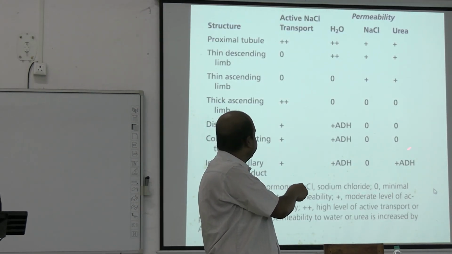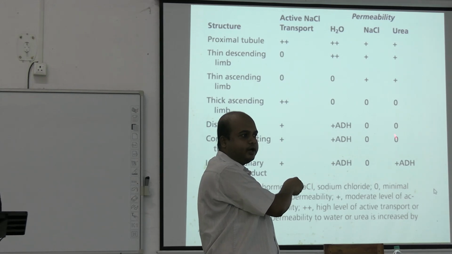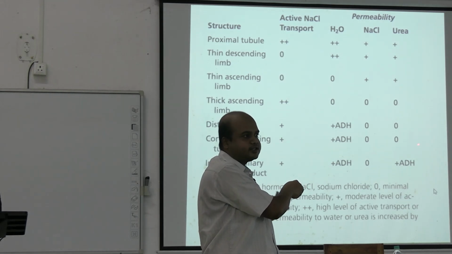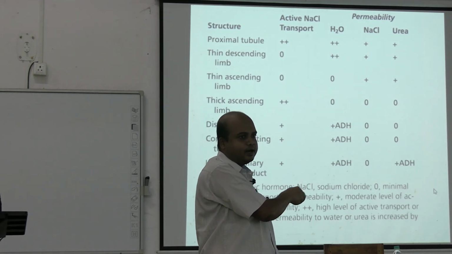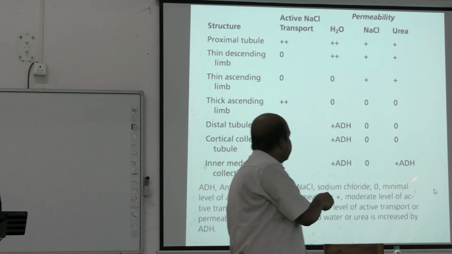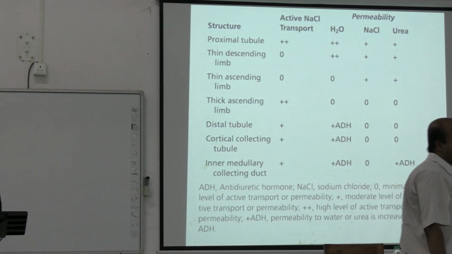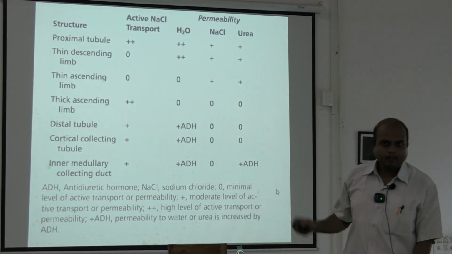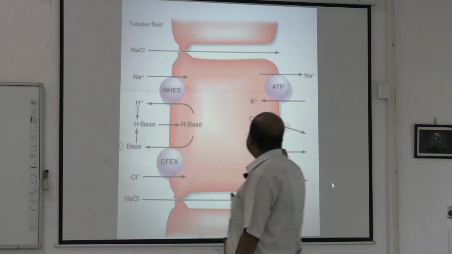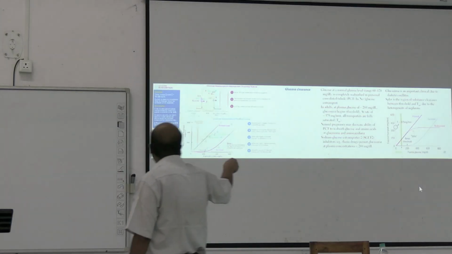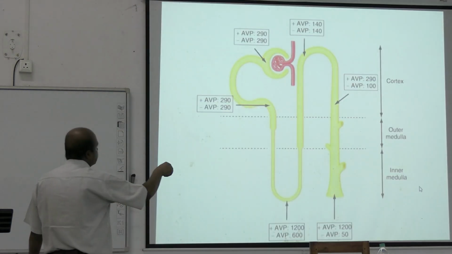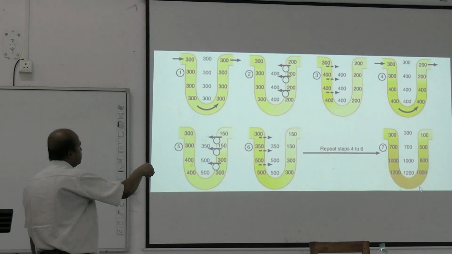It is 0 in the distal tubule and the cortical collecting tubule or collecting ducts in the cortical part, but in the medullary collecting part, under the influence of ADH, urea transport is maximum. This concentration adds to the interstitial osmolarity, solutes will add to the interstitial osmolarity.